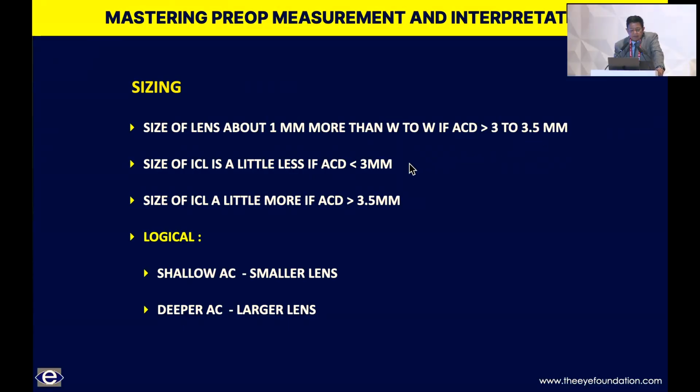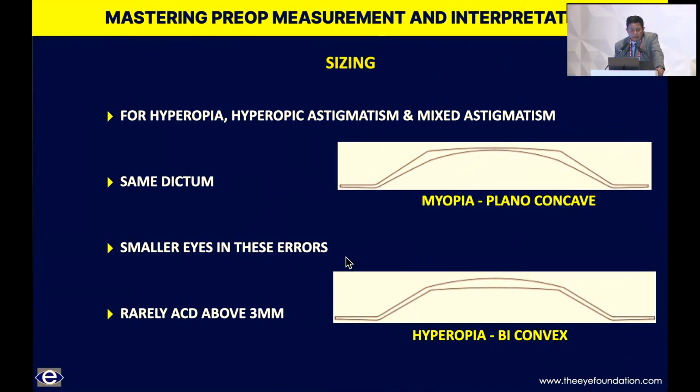If it is less than 3 millimeters, it's one step less, that's about 0.5 millimeters less. And if it is more than 3.5 millimeters, the sizing of the lens is slightly more. So obviously it stands to reason that if you have a smaller eye with a shallow AC, you would put a smaller lens, and vice versa if it's a larger eye with a deep AC.